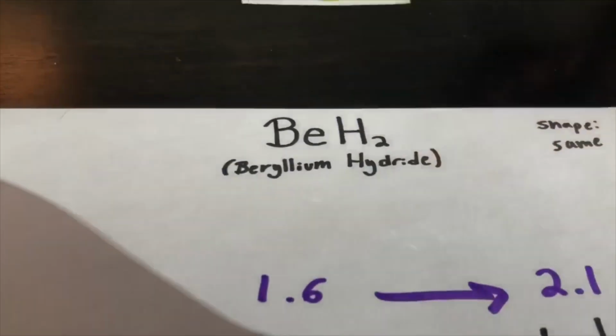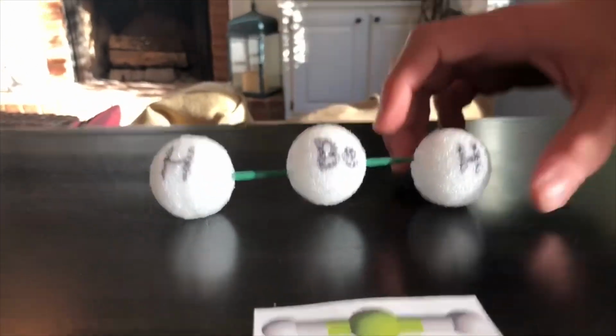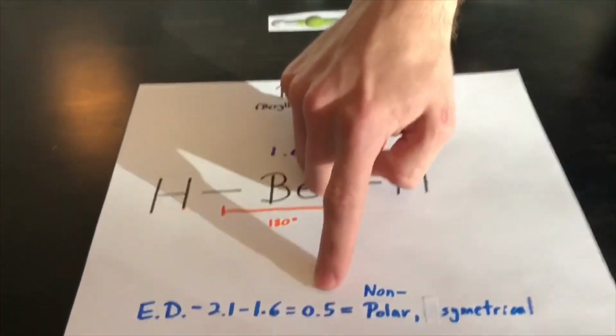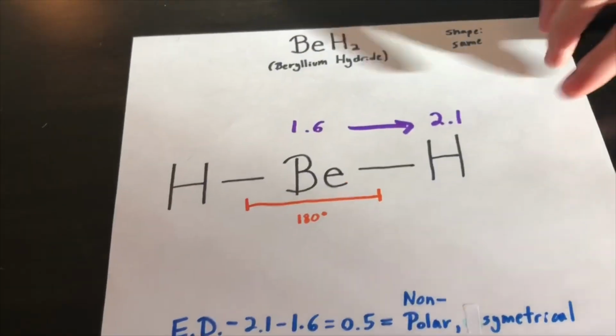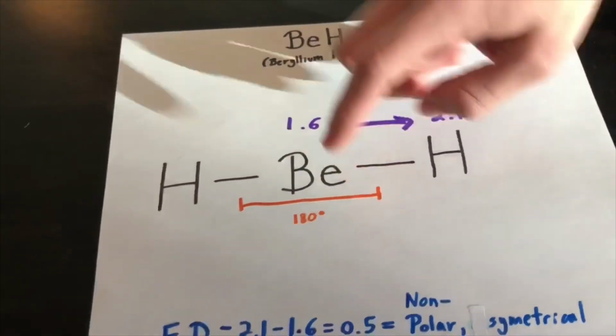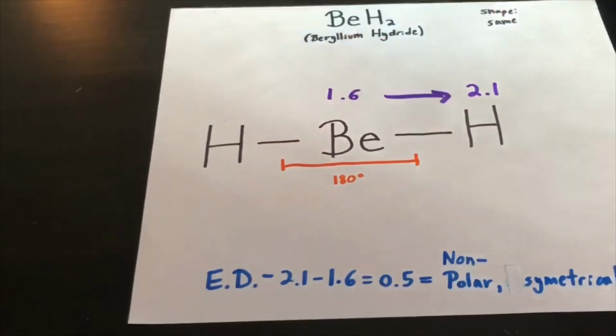Beryllium hydride. So for our model, we attach 2 hydrogens to 1 beryllium. This is our picture. So for the electronegativity difference, we got 0.5, which indicates that it's polar, but because it's symmetrical, it actually is non-polar. And it has a bond angle of 180 degrees.